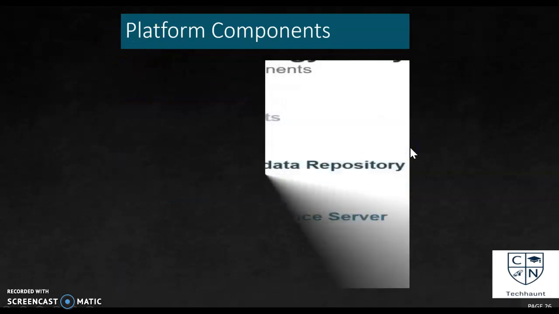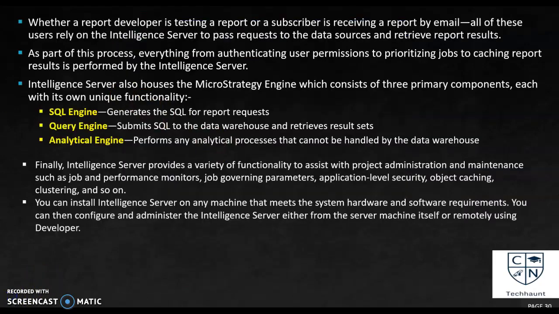Okay, let's move to the next slide, and it's our platform. As I mentioned, there are three main components: the SQL engine, query engine, and the analytical engine. You can install the intelligence server on any machine that meets the system hardware and software requirements. There are no prerequisites, but in production it's always the best choice to install the intelligence server on its own separate server, not with any other server, because it's a very resource intensive application. So it's a good idea to have its own server.